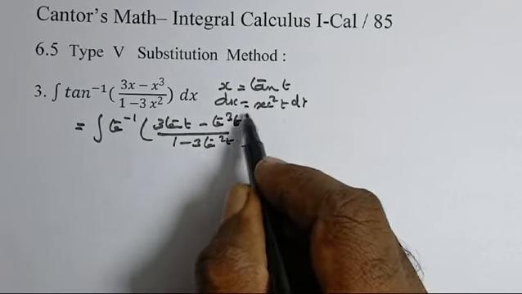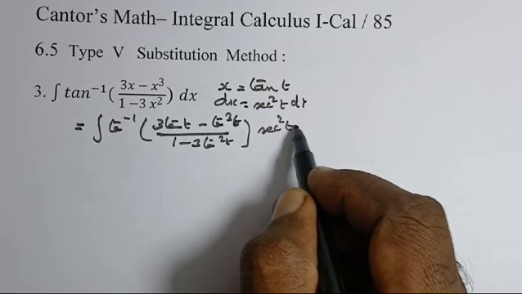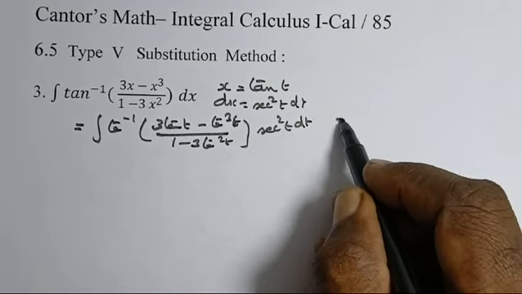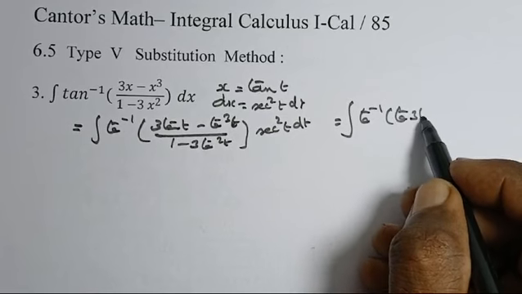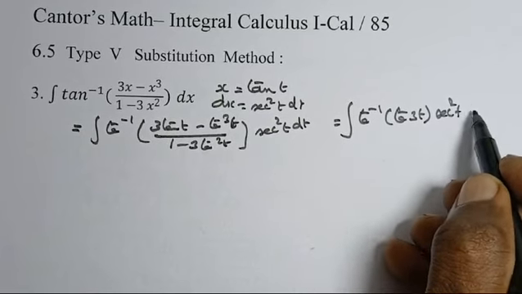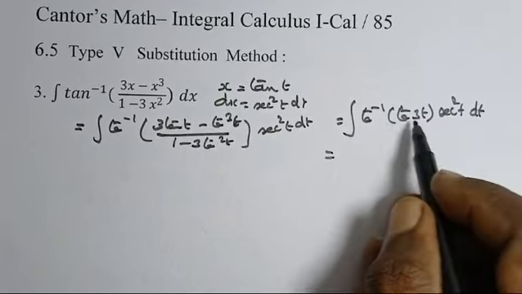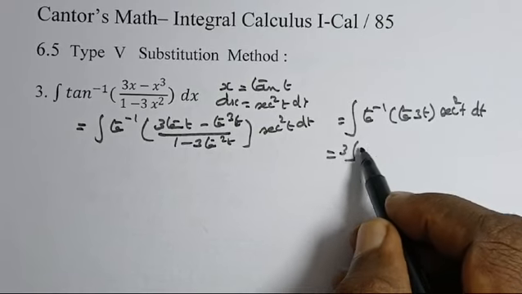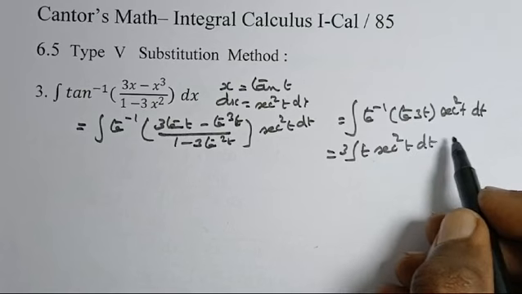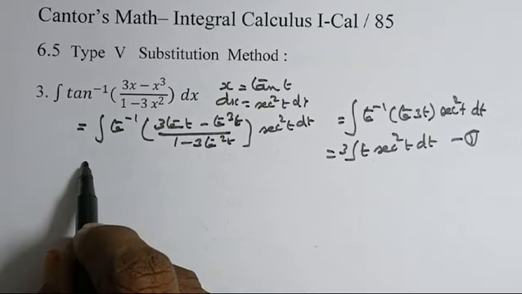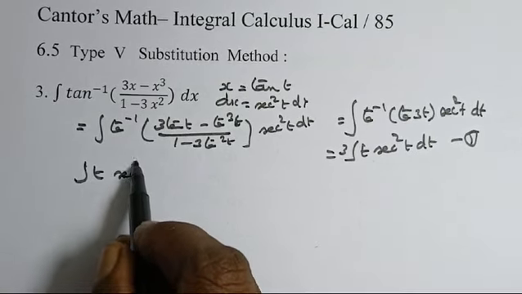That is, dx is what? dx is secant square t dt. Is it clear? This is equal to integral tan inverse of tan 3t times secant square t dt. Is it clear? This is equal to tan inverse tan t is 3t. That is 3 into integral t secant square t dt. Keep it as 1. Now you take integral t secant square t dt.